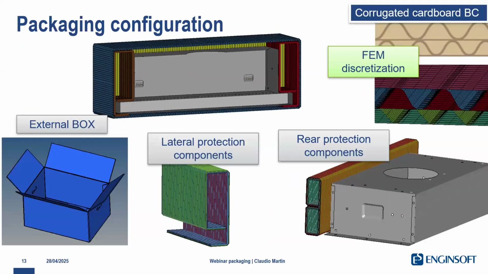Once the material is calibrated and our virtual model is properly defined, we are ready to start with the simulation. In this example, you can see the packaging of a cooker hood made entirely of cardboard, consisting of an internal protective element and an external box containing everything.